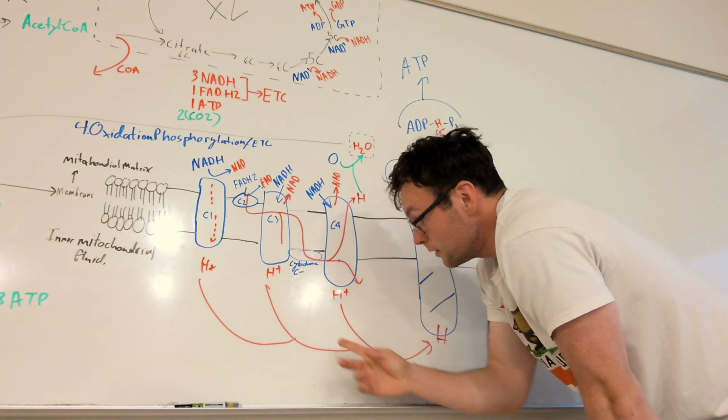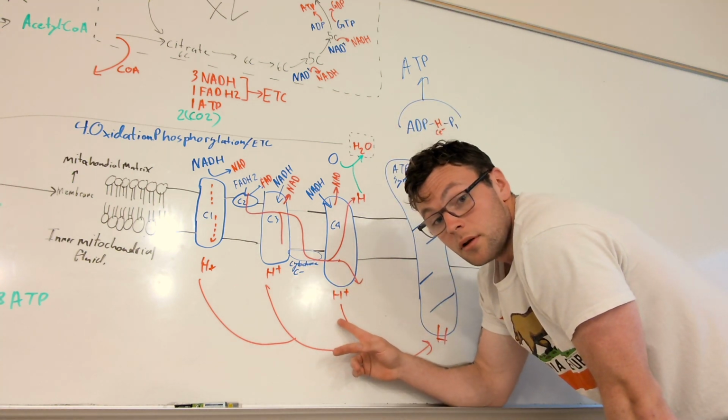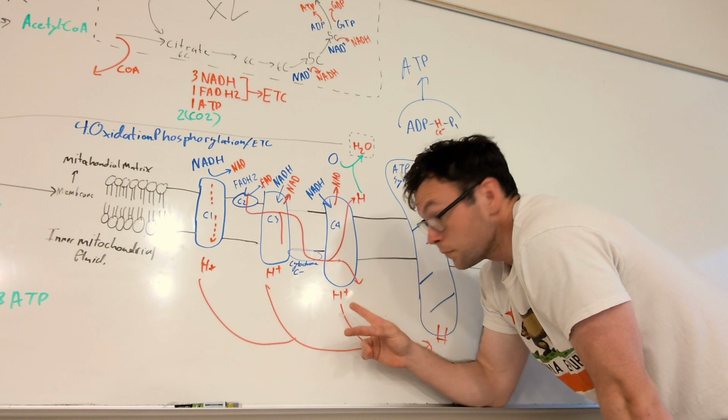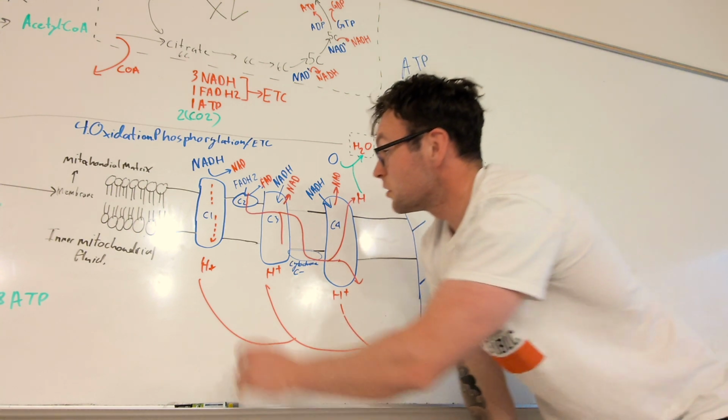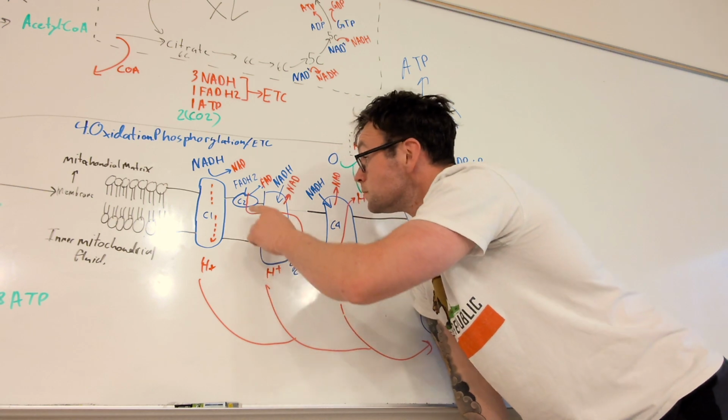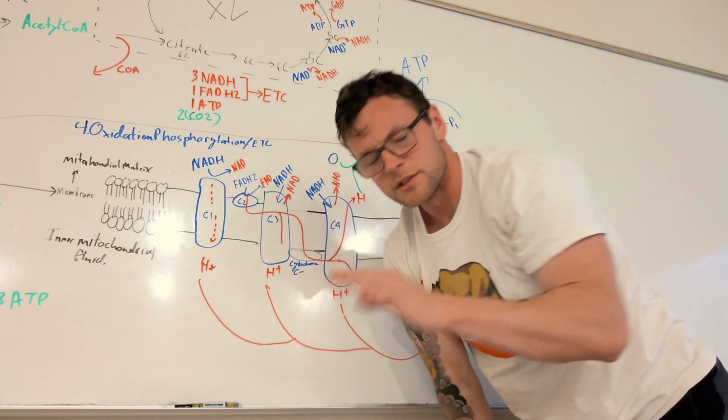We are creating an increased concentration gradient on this side of energy. We're going to get to that in a little bit. This is going to happen through complex 1, FADH. This is what we're talking about.